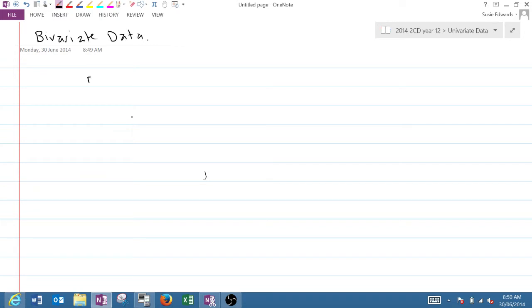For bivariate data, we have two variables. Does anyone know what sort of graph we do for these? Got two variables? Good, a scatter plot. So the graph we use is a scatter plot. And what we're looking at is two different things and whether there's a relationship between them. And so we need to know how to describe these relationships.